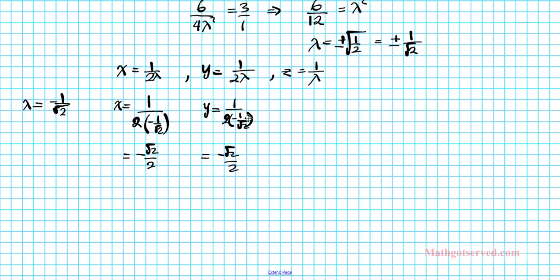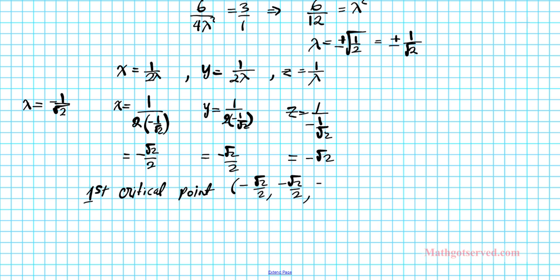And then when you plug in 1 over negative root 2 for z, 1 over negative 1 over root 2, that's simply going to tell us that z is negative root 2. Okay, so our first critical point is the ordered triple, negative root 2 over 2, negative root 2 over 2, and negative root 2.